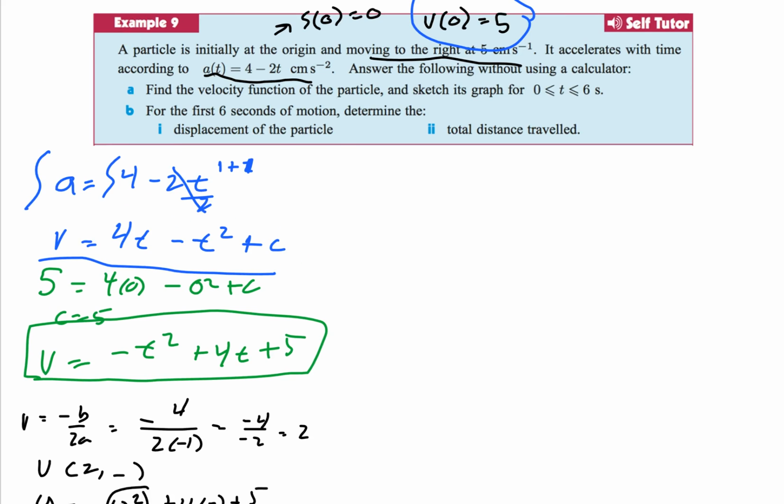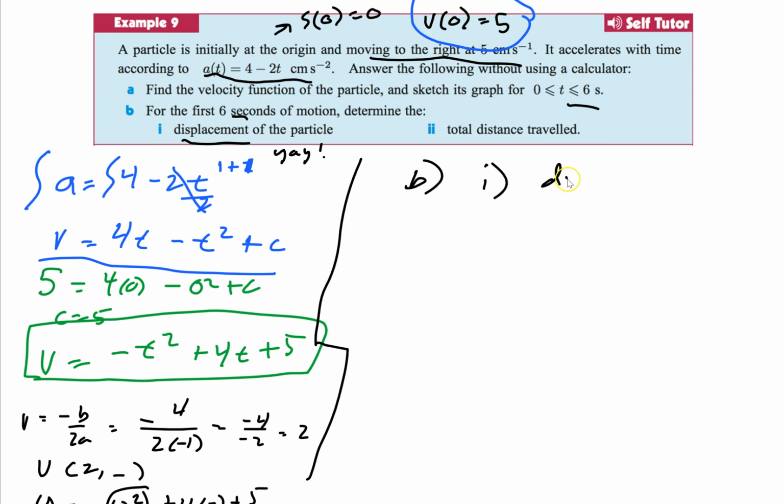Look at what B says. For the first 6 seconds of motion, determine the displacement of the particle and total distance traveled. Now remember, one of these is easy, one of these is more annoying. The easy one is displacement. Displacement, again, it's just definitions. You know your definitions.